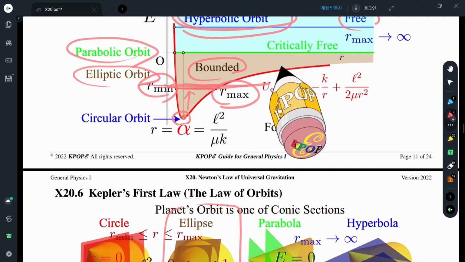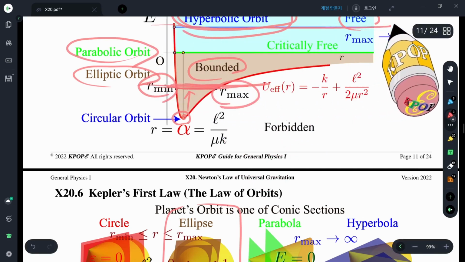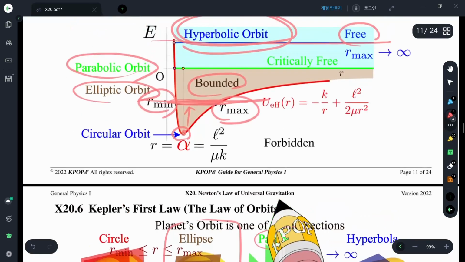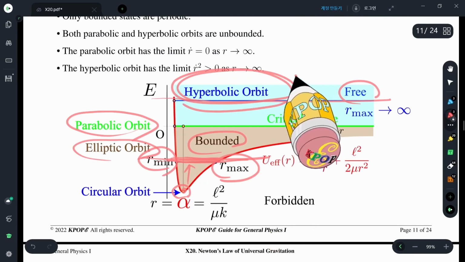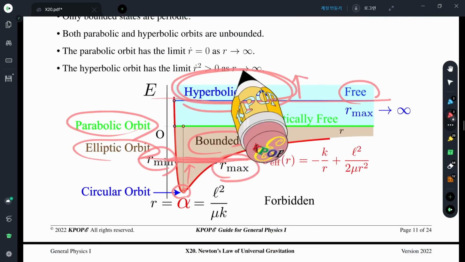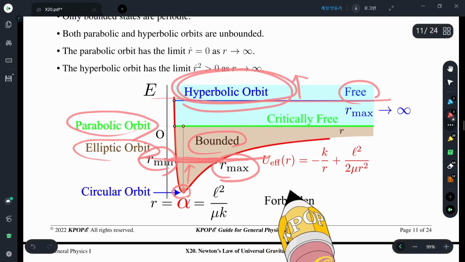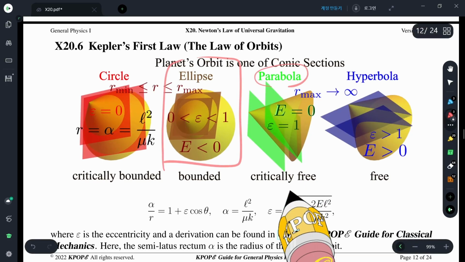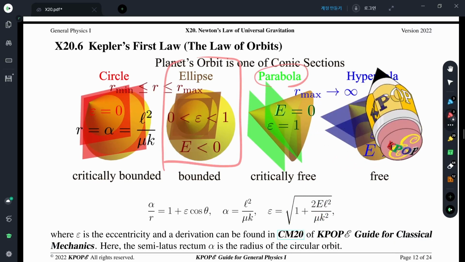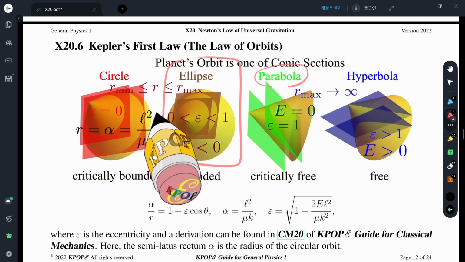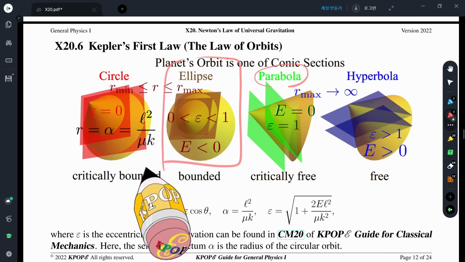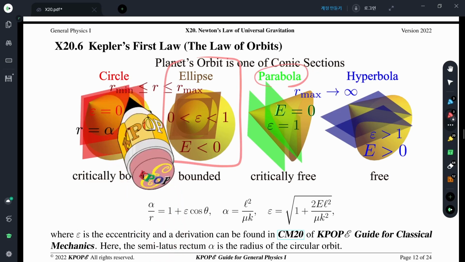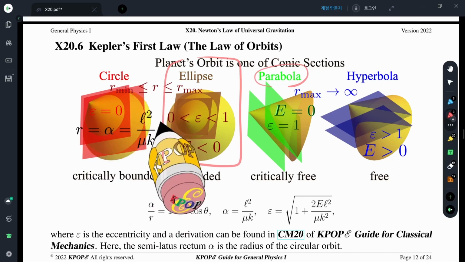When we increase the energy to exactly 0, it becomes a parabolic motion. In addition, if we increase the energy further to a positive value, we arrive at a hyperbolic orbit. It is very interesting that these orbits are all expressed in terms of a cone. These are conic sections. You cut a cone parallel to the base.